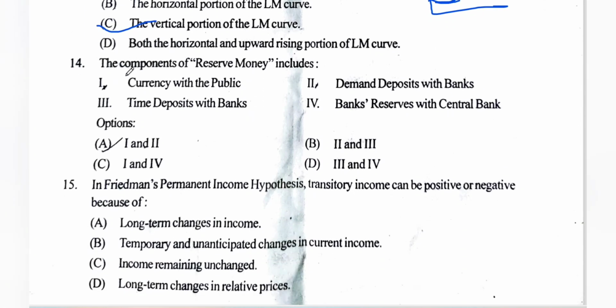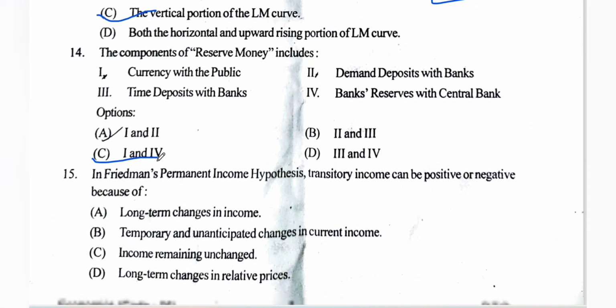Question number 14. The components of reserve money include. We know reserve money means high powered money and it includes currency with the public and bank reserves with the central bank. So here the correct answer is option I, currency with public, and option IV, bank reserves with the central bank, which is in option C. So the correct answer is option C.